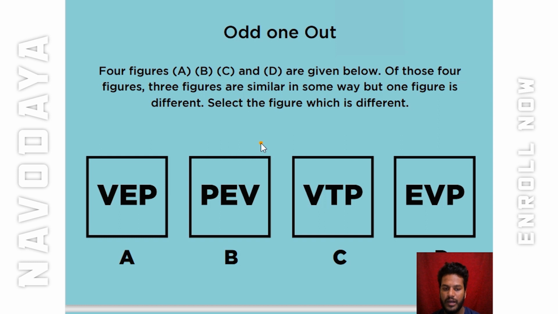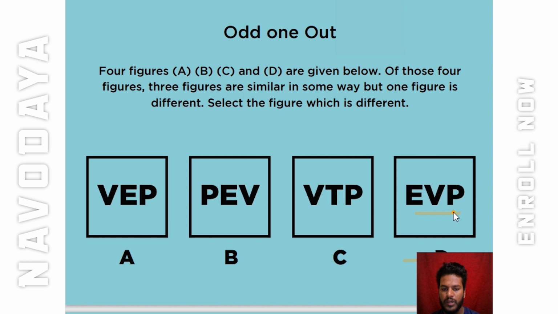And in this, there are three figures which are matching similarly. Is that clear? We'll identify what exactly the answer is. See here, just observe A, B, C, D. In A, we have the alphabets V, E, P. And when it comes to B, we have the alphabets P, E, V. And for C, we have V, T, P. When it comes to D, we have E, V, P.